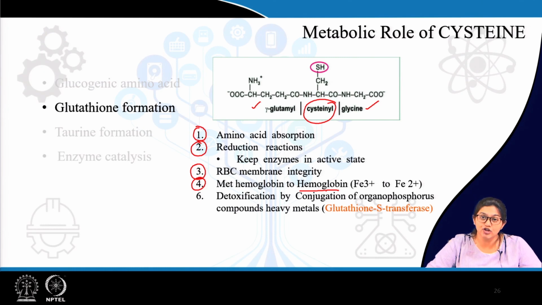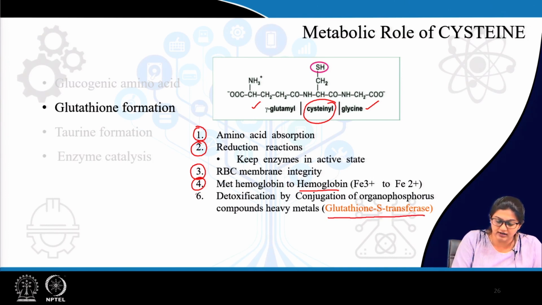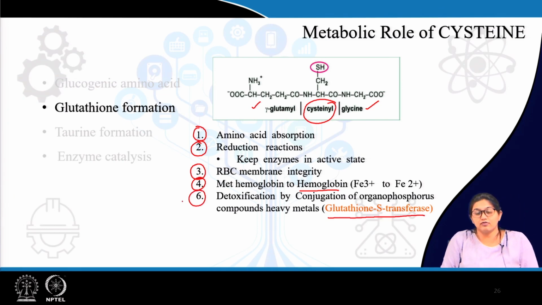Then the detoxification reaction, where glutathione is important for conjugation with the help of the enzyme glutathione S-transferase. So, via detoxification, glutathione forms soluble products for clearing of these toxins from our body.